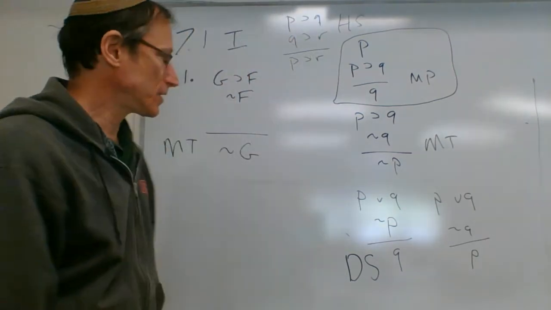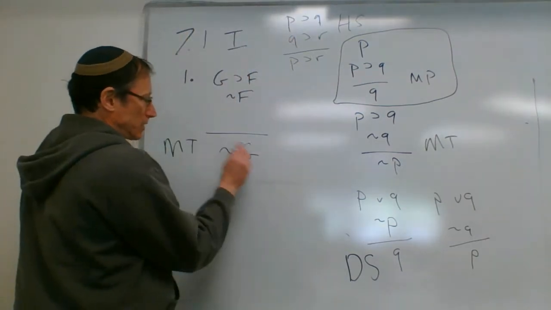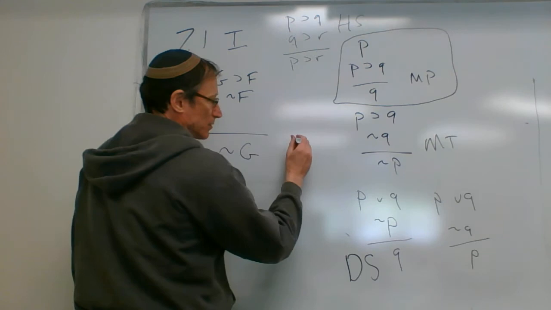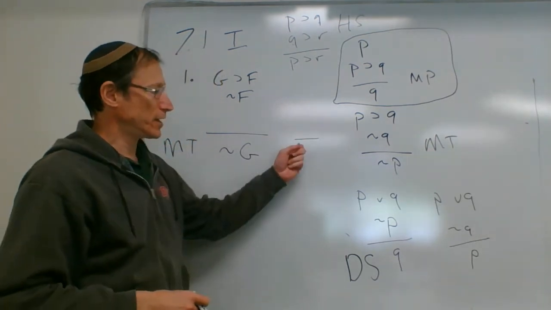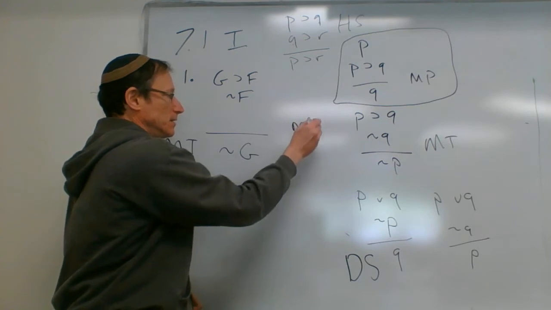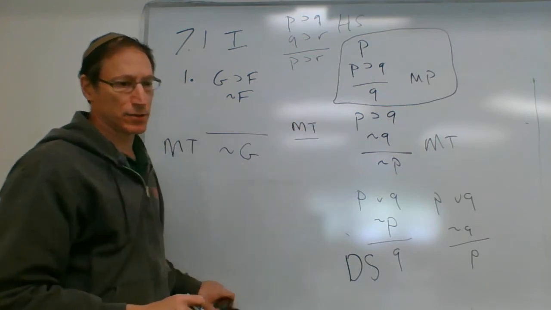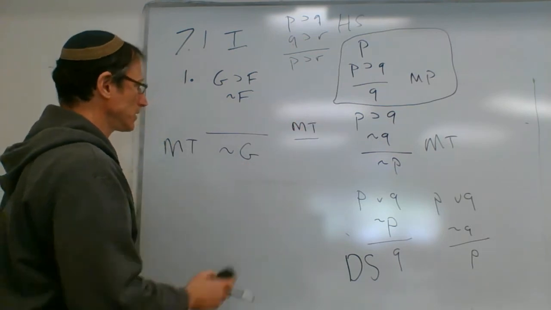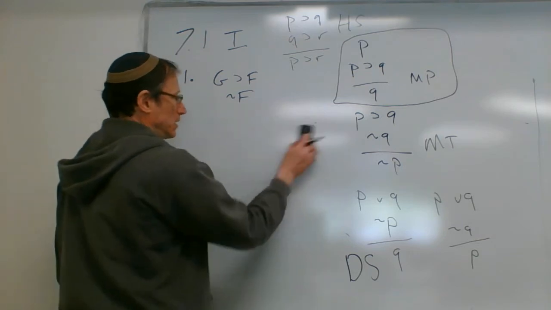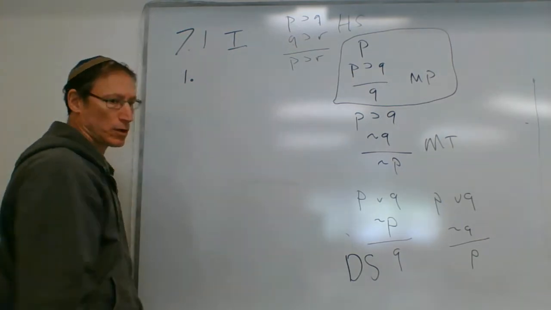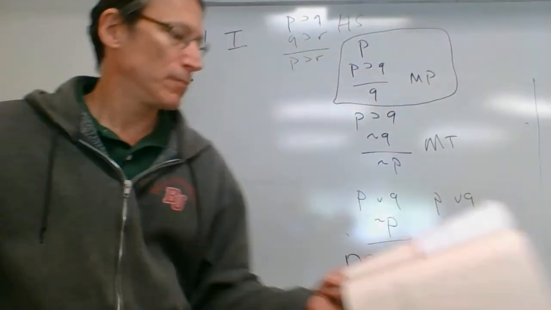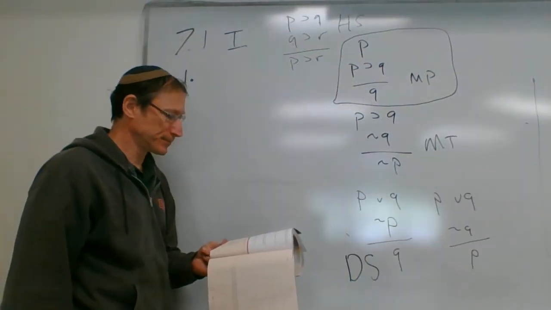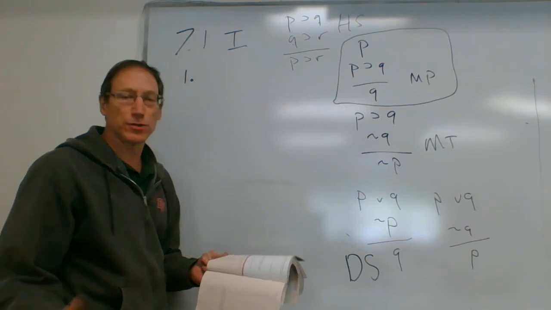That's why the book gives you a little blank, what can you infer? And there's that little blank on the side, if you notice in your book, so that you would write down MT and not G as the answer to what you can infer. Okay, let's do a few more. Let's just do number 2.